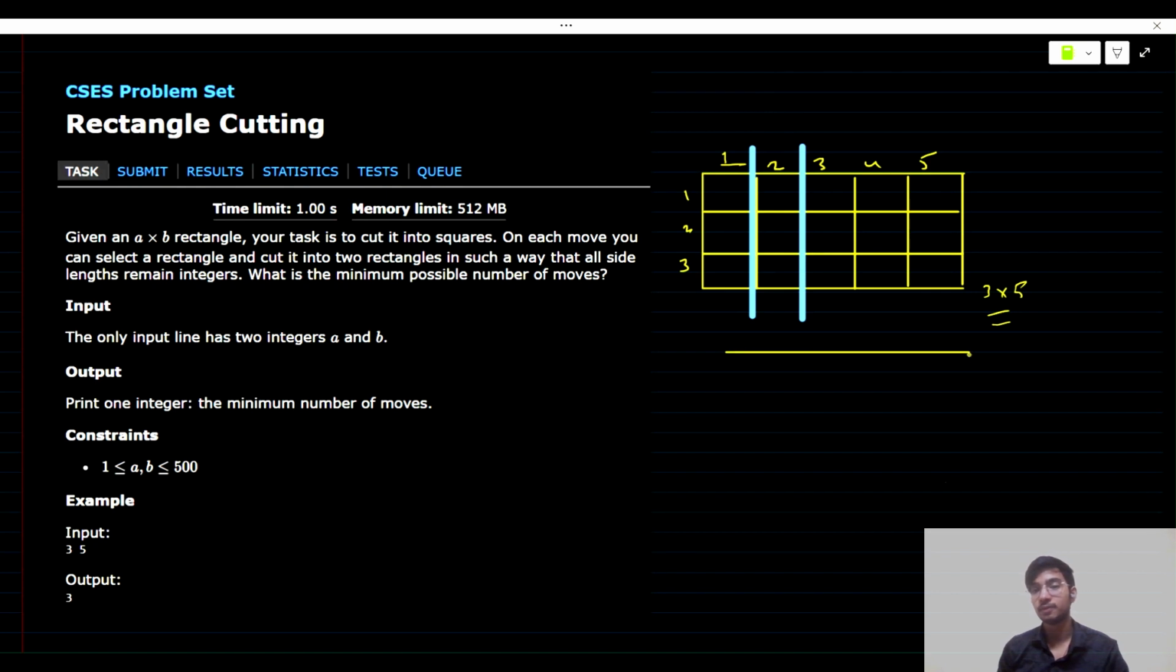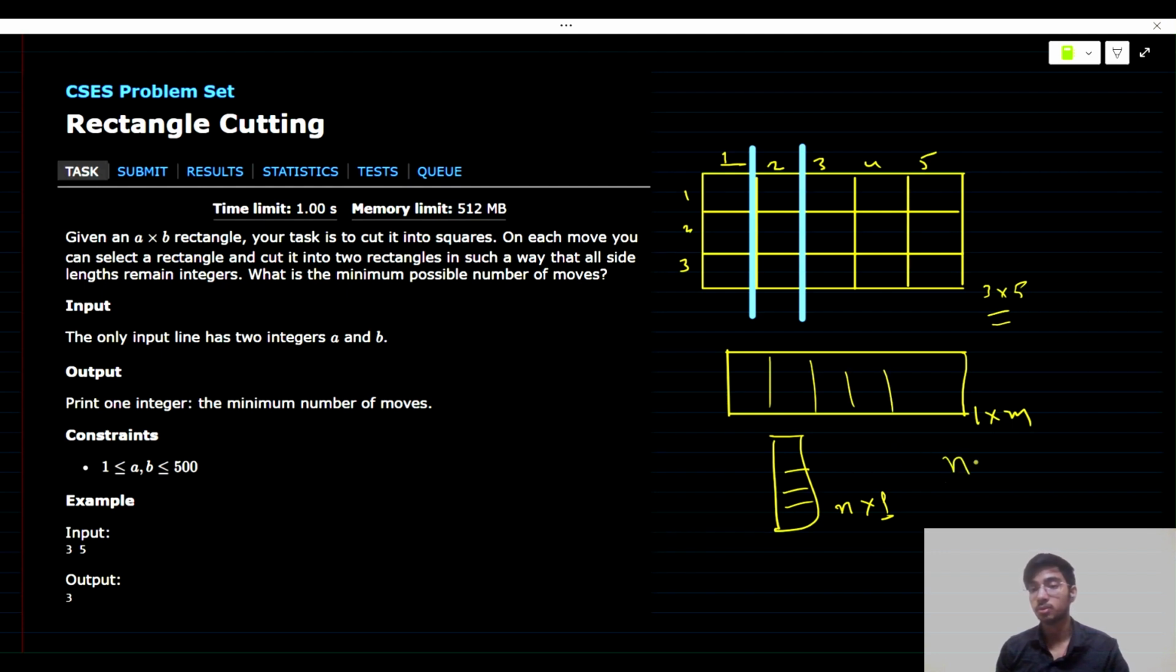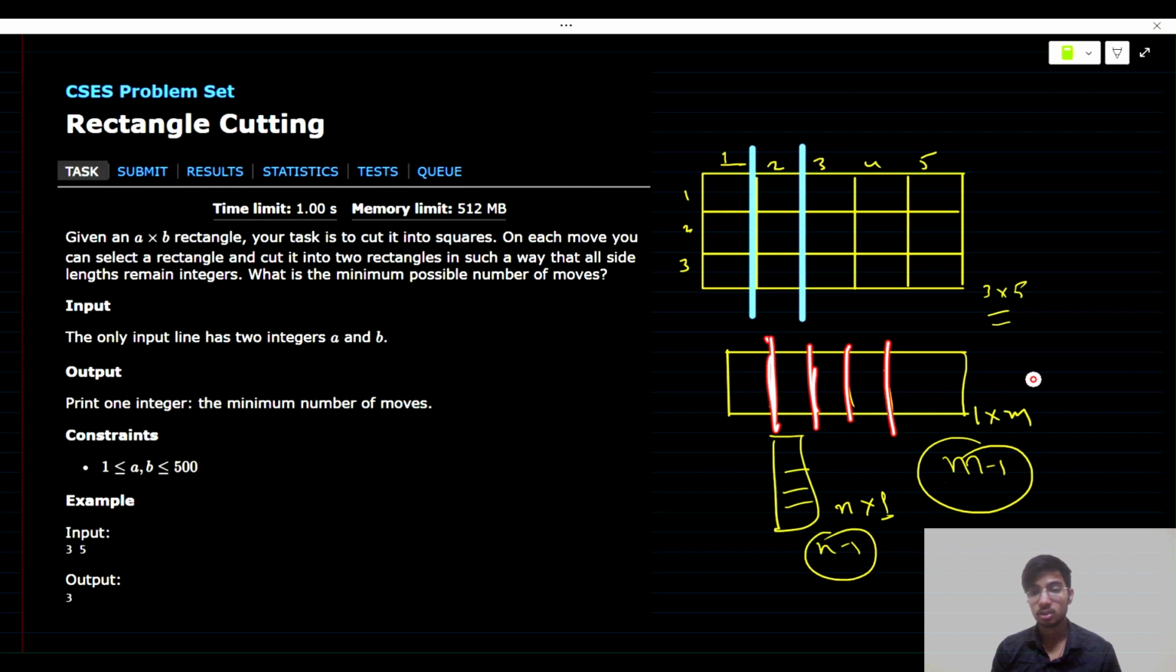Now if you have a rectangle of 1 cross n, or a rectangle of n cross 1, right? Suppose there are n rows and m columns. So the number of moves that you have to do is definitely m minus 1 or n minus 1, right? Suppose you have no choice, so you have to make a cut for every column or for every row to convert it into squares. So you have to cut 1, 2, 3, 4 if there are 4 columns, or 1, 2, 3, 4, 5 if there are 5 columns. So m minus 1 or n minus 1 cuts are needed.